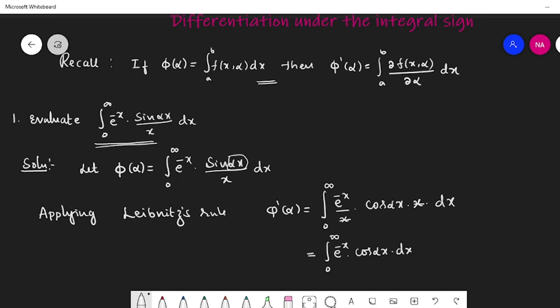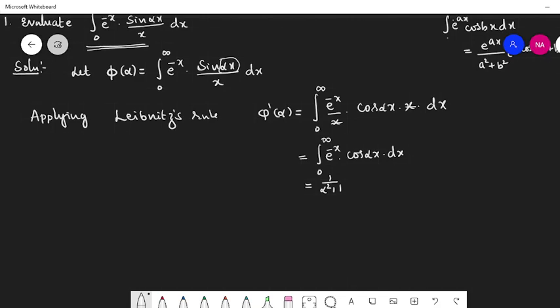We have a formula for this integral: integral e power ax cos bx dx equals e power ax divided by a square plus b square times (a cos bx plus b sin bx). So using this you can check that we will be getting phi dash of alpha to be 1 by alpha square plus 1. So this is phi dash of alpha.